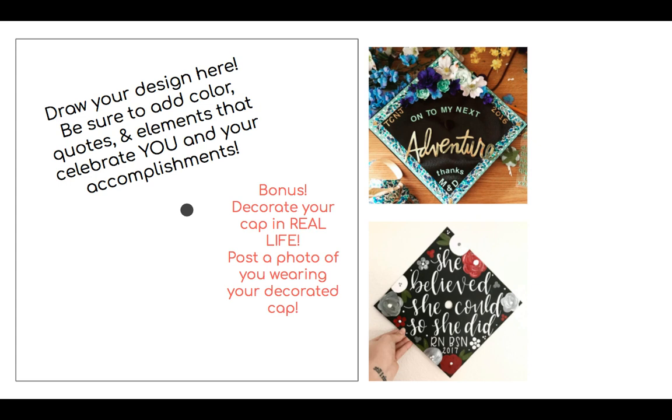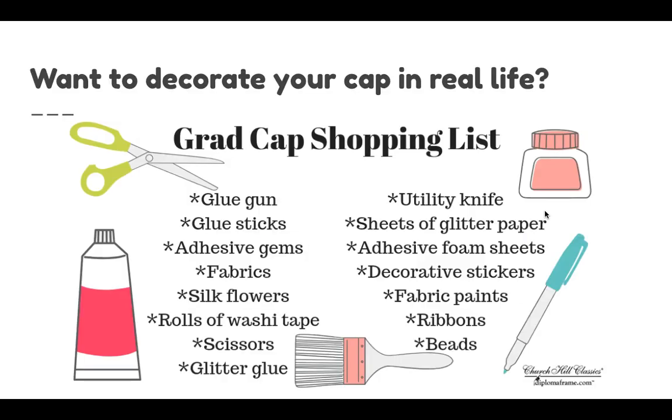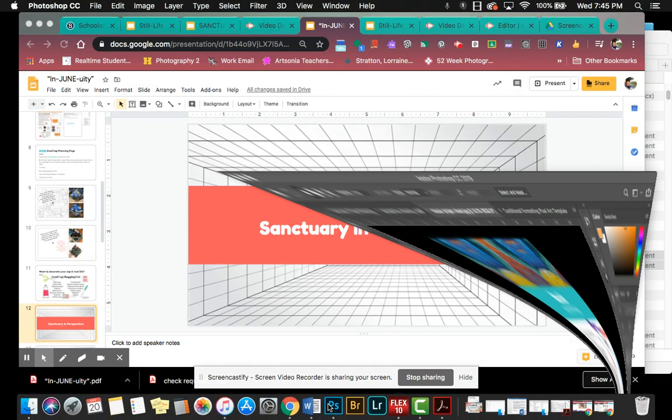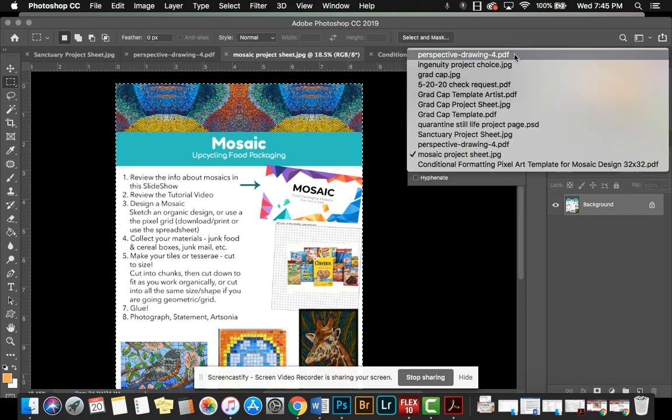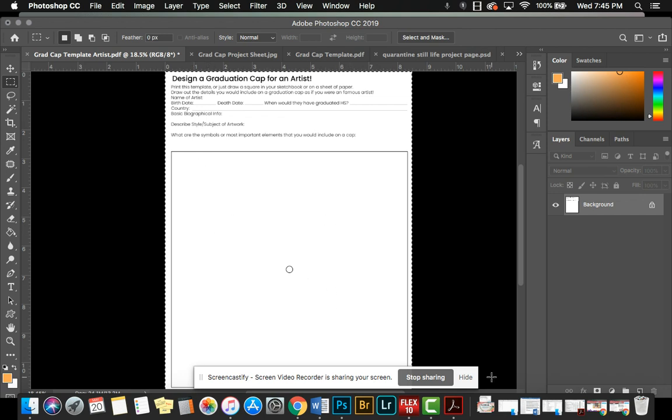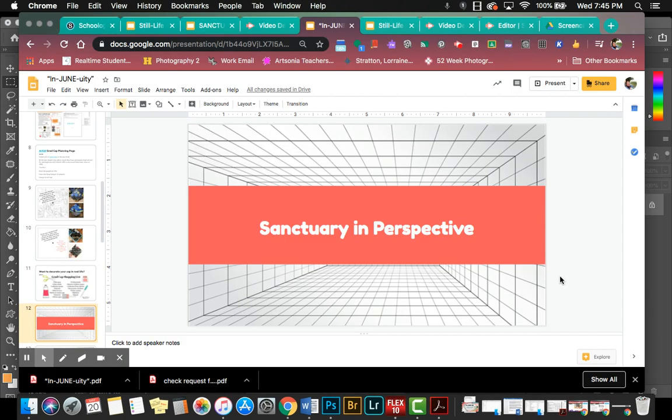What's your major? You want to be a veterinarian. You maybe want to include animals on it or whatever it is. Okay. And then you could post a picture of your real cap in real life and or a photo of you wearing it. If you do plan to actually decorate your cap, these are some materials that you can use to do that. Okay, and that is basically that in a nutshell. So this is just so you guys can see what this would look like for drawing in your piece. And those resources are in Schoology.